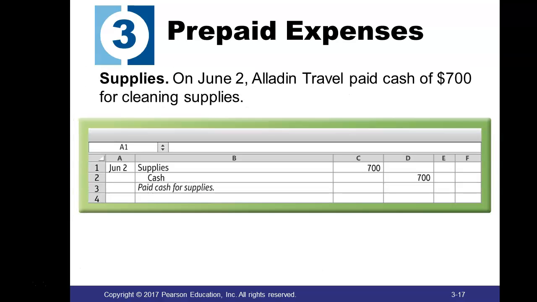So that's very important. So here we paid cash of $700 for cleaning supplies. Now remember, here cleaning supplies is an asset. It is not an expense. We have not used it yet. This is an asset for us to use in the future for more cleaning and that sort of thing. So we are going to debit our asset called supplies for $700, and we're going to credit our cash.